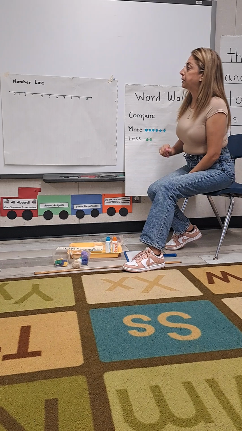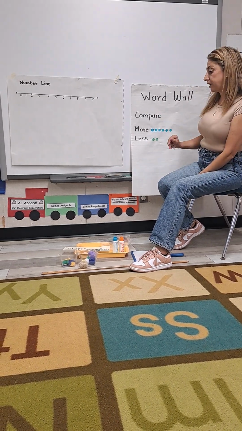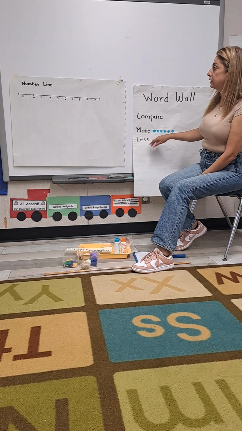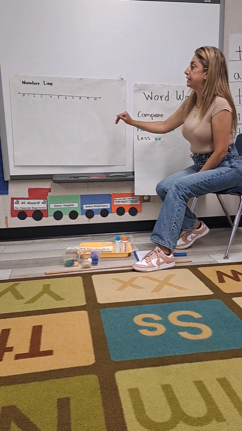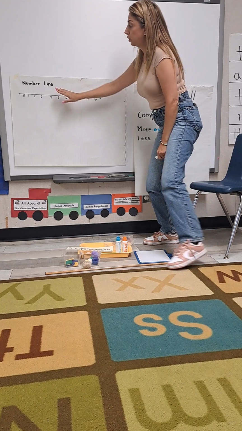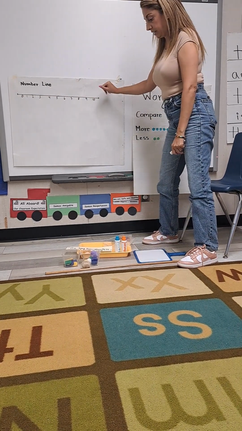I like using a number line, so as we are comparing and finding out which one has more and less, children can count and refer to the number line and see that things that are closer to 0 are less, and things that are closer to 10 are more.